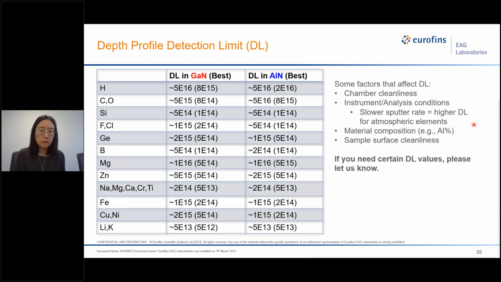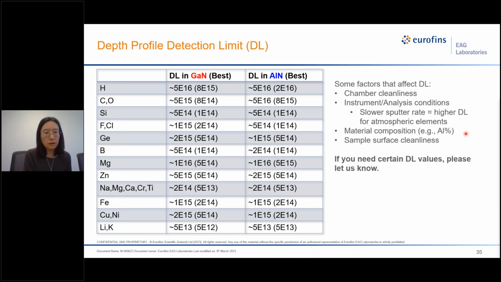For example, if we're looking at a deep analysis versus a very shallow analysis, that would change the sputter rate. Typically, for atmospheric elements, if you're sputtering slower, then you'll get a higher detection limit. If you're sputtering faster, you'll get a lower detection limit. And then it will also be dependent on the material composition.